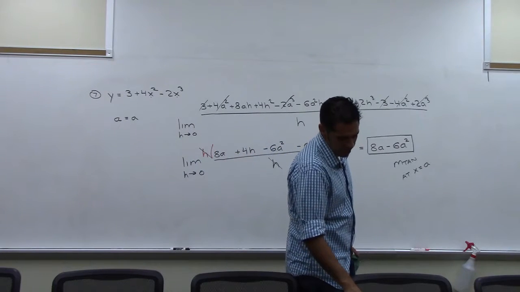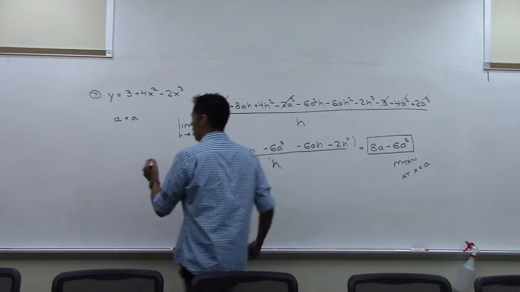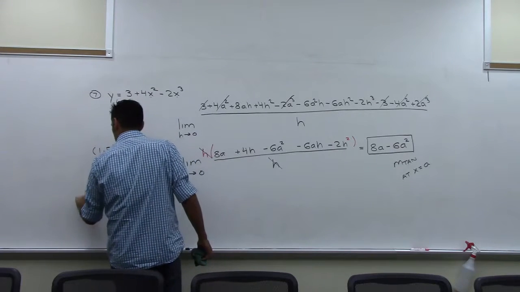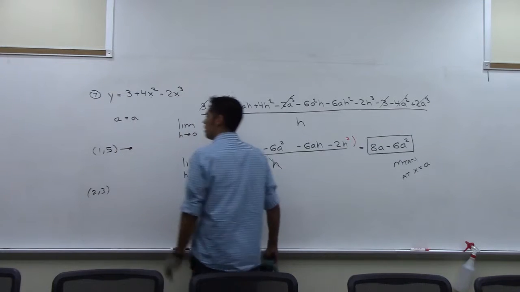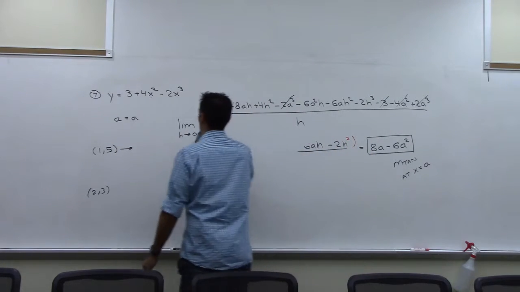Part B, it says, find the equation of the tangent line at the points (1, 5) and (2, 3). So let's talk about this at (1, 5), and then at (2, 3). So at (1, 5), let's first determine what the slope of the tangent line is.